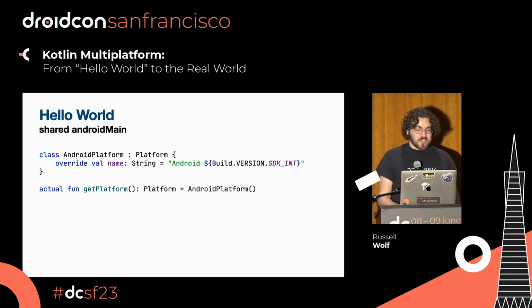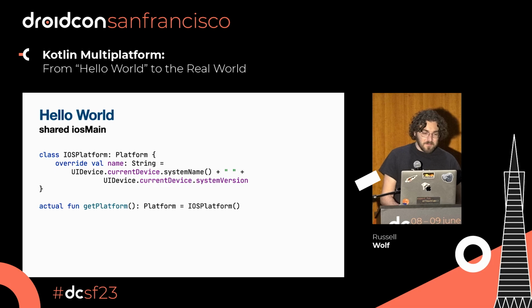So the Android main code just gives you an Android implementation of the interface, gives you an actual declaration of get platform to return that implementation, and talks to the android.os.build APIs to do that. iOS is similar on the other side, talking to UI device APIs.